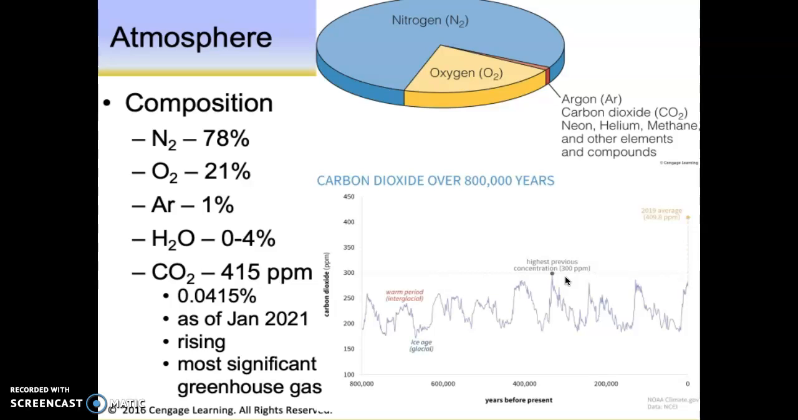Carbon dioxide, which we'll talk about a little bit more toward the end of all these slides, is another important component because it helps the atmosphere retain heat. It is our most significant greenhouse gas. As of January 2021, so as of about a month ago, the level of carbon dioxide in the atmosphere is 415 parts per million. And there's a graph over here to put this into context. The highest previous concentration over the last almost million years is about 300 parts per million.